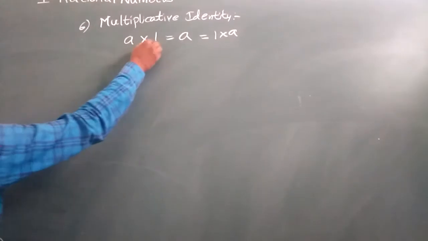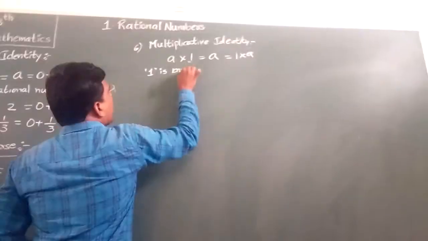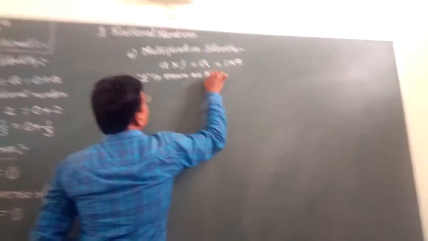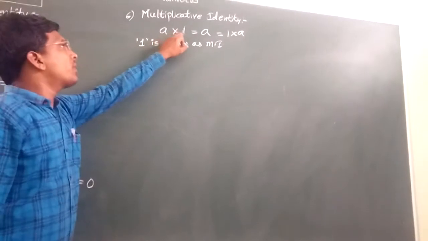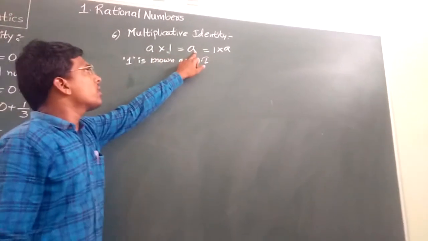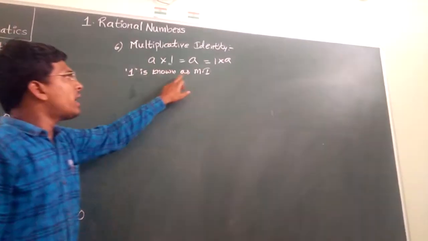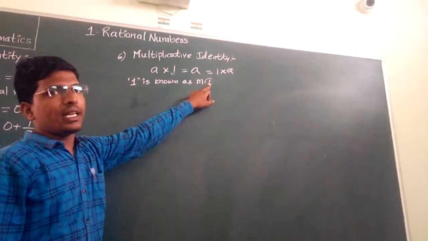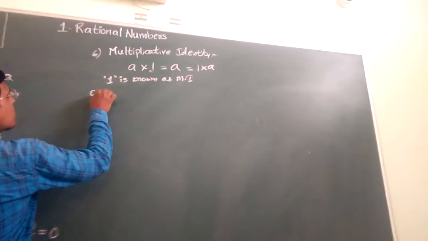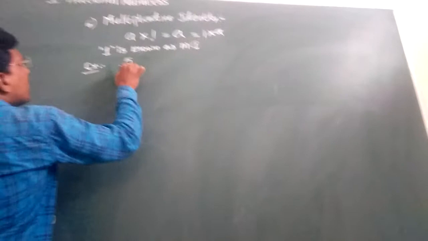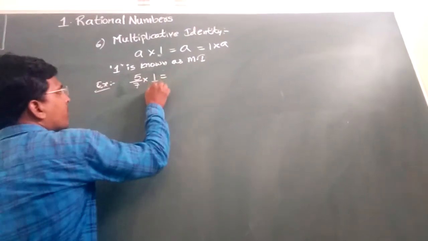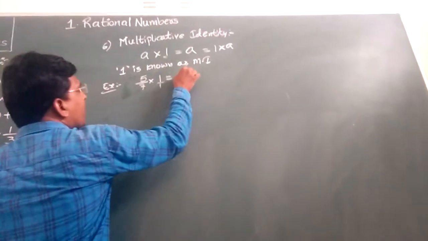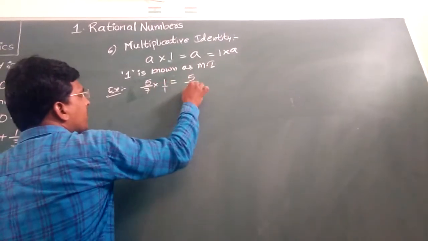So that's why 1 is known as multiplicative identity. Okay, so if you multiply any number with 1, you will get the same number. For example, 5 by 7 into 1 is equal to how much? We can write this as 1 by 1. 5 into 1 is 5, 7 into 1 is 7.